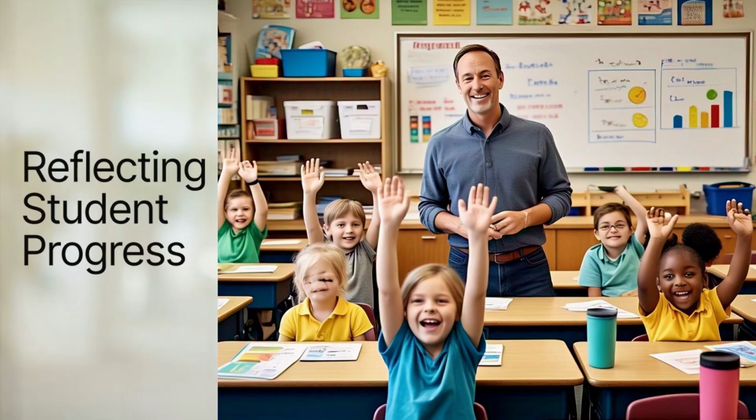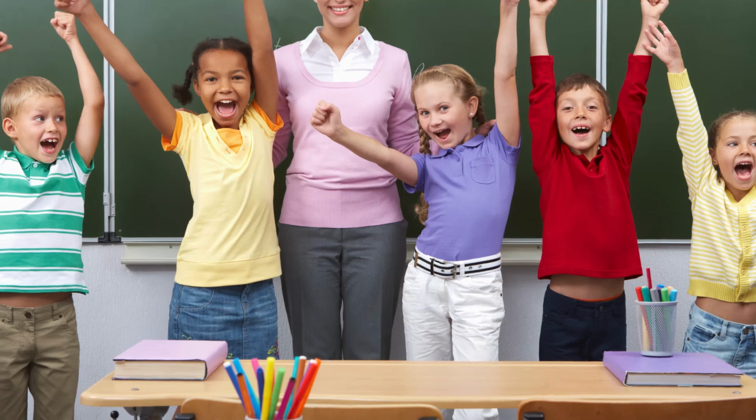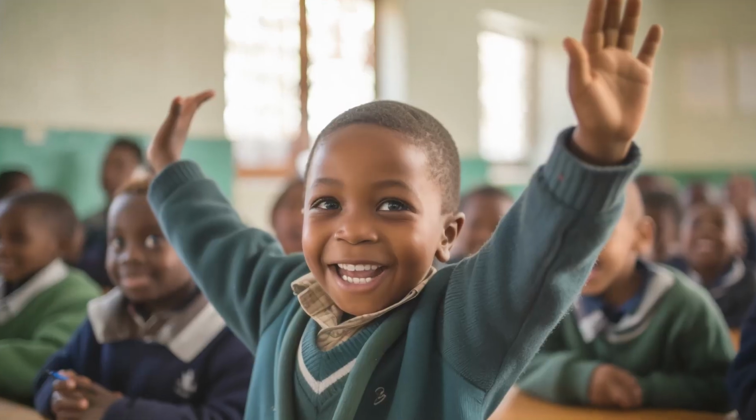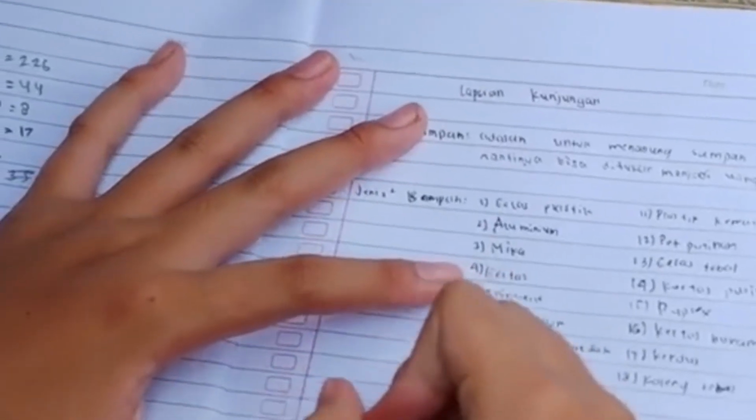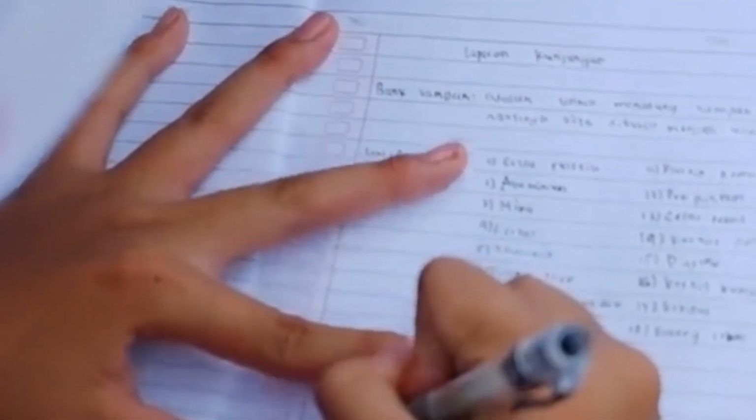Finally, we reflect. Here's how. At the end of the week, celebrate the students who met their goals or made progress. Use stickers, star charts, or just give them a high five. Talk with your students about what was tricky and how they can improve next week. For example, what was hard about long division? How can we make it easier next week?